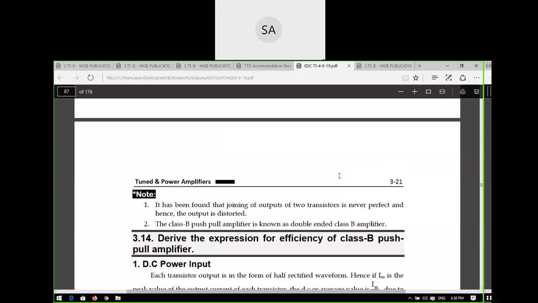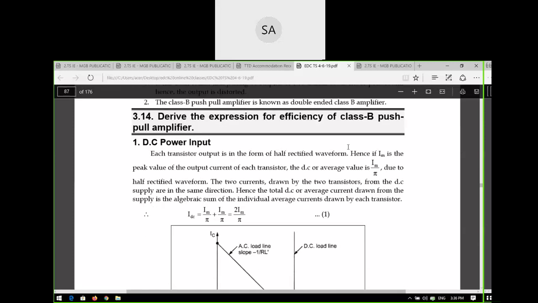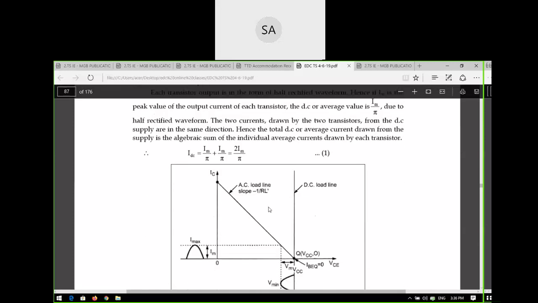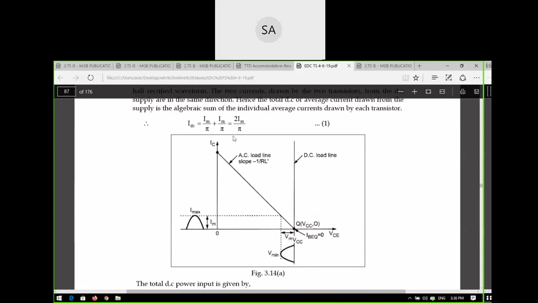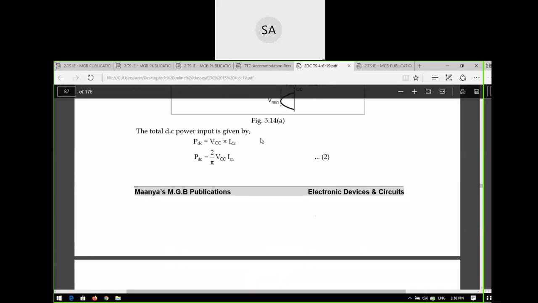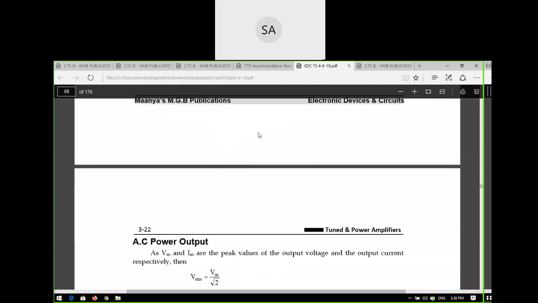Next, what is the expression for the efficiency of the class B push-pull amplifier? First, what is the DC power input? It is the average signal, so the average or DC value is 2 IM by pi. So PDC is VCC into IDC. So IDC is 2 IM by pi, into VCC. So this is the DC power input.